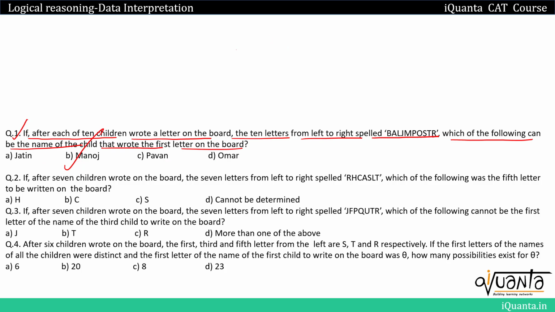Then the second question is, if after 7 children wrote on the board the 7 letters from left to right spelled RHCASLT, which out of the following was the 5th letter to be written on the board? So to find out the 5th letter that was written on the board, first of all we have to find out the first letter that was written on the board.